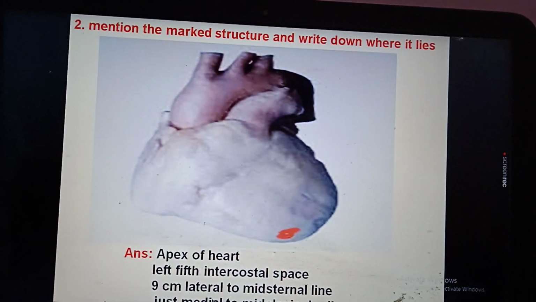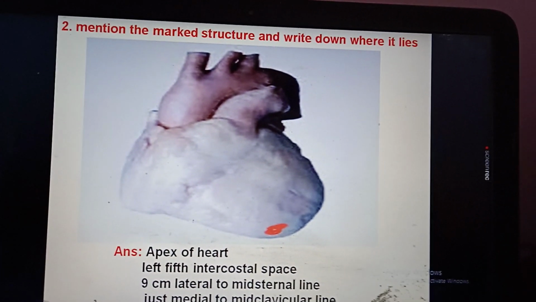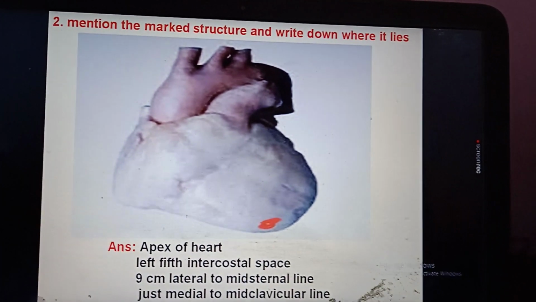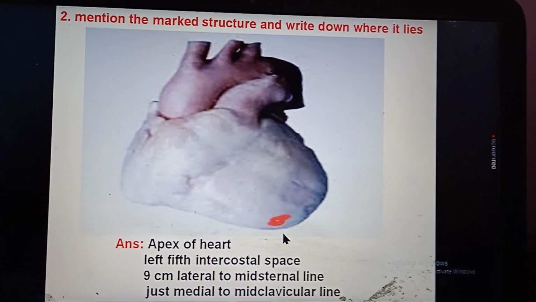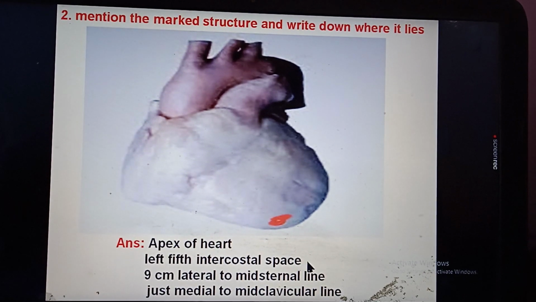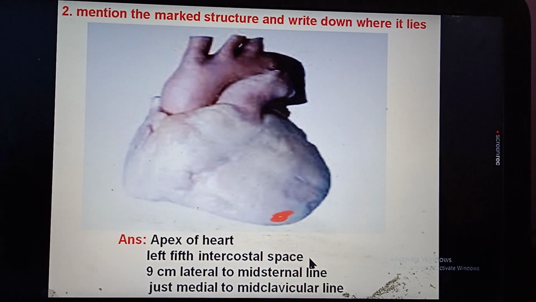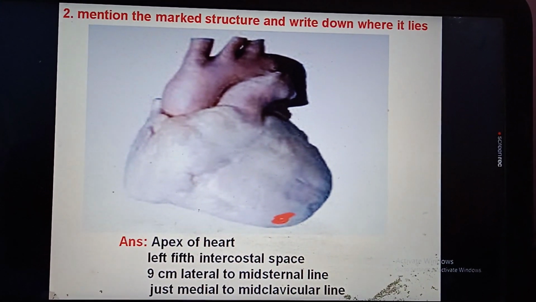ossify. Second, mention the marked structure and write down where it lies. Here this is the apex of the heart, and it lies in the left fifth intercostal space, 9 cm lateral to the mid-sternal line and just medial to the mid-clavicular line.